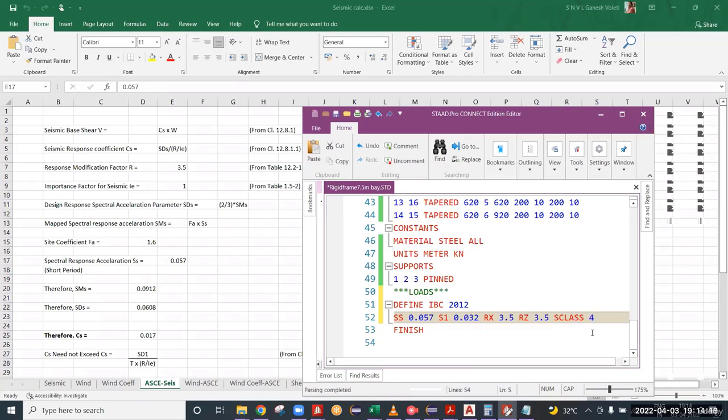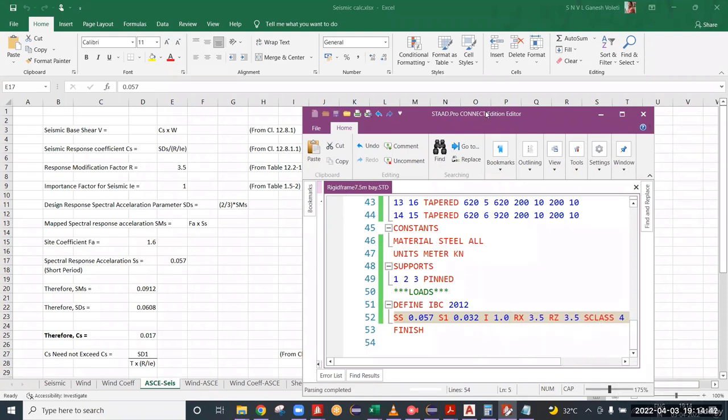And then last one remain, TL, long time period, 12 seconds. And in that, I have one more thing I missed. Importance factor. Yeah. SS, S1, I. What is the importance factor value? I is 1.0.